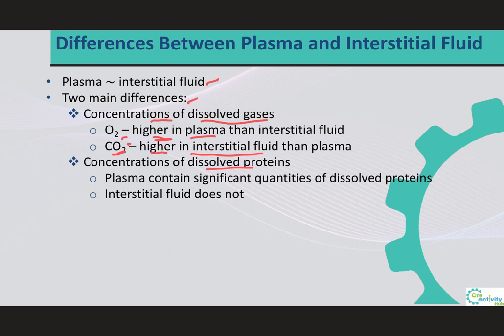With regards to the dissolved proteins, plasma contains significant amounts of dissolved proteins, whereas interstitial fluid does not. The large size and globular shapes of most plasma proteins prevent them from crossing the capillary walls, and they will remain trapped within the cardiovascular system, so inside of the blood vessels. And this is why plasma has an overwhelming quantity of proteins compared to interstitial fluid.